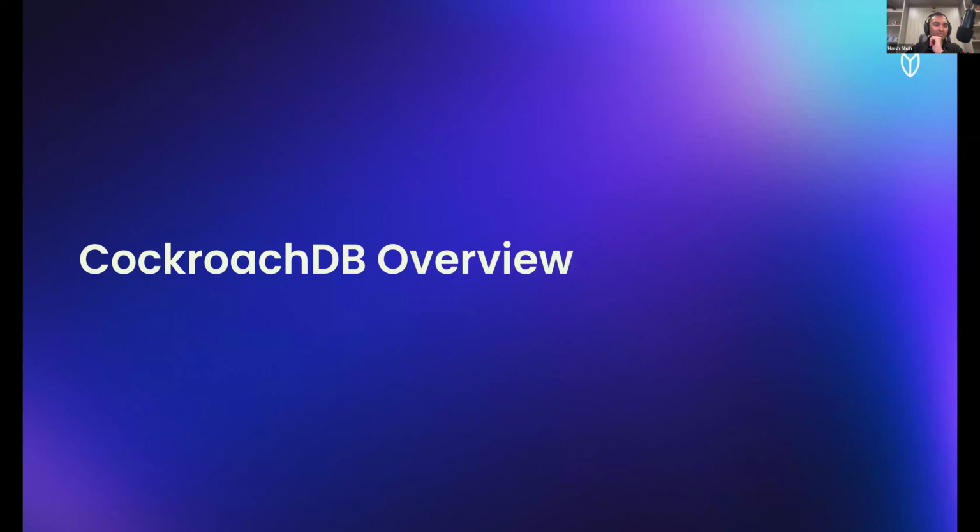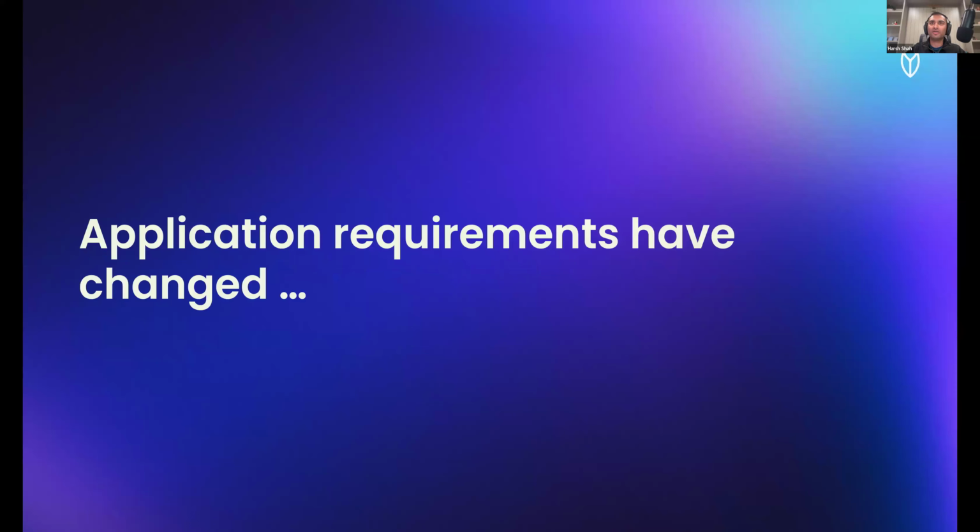But right now, what I want to do is give you an overview of CockroachDB, especially with a lot of people here. There might be new faces who aren't that familiar with CockroachDB. So, what is CockroachDB and why do we have that name, right? Before I dive deeper into CockroachDB, I just want to preface it.